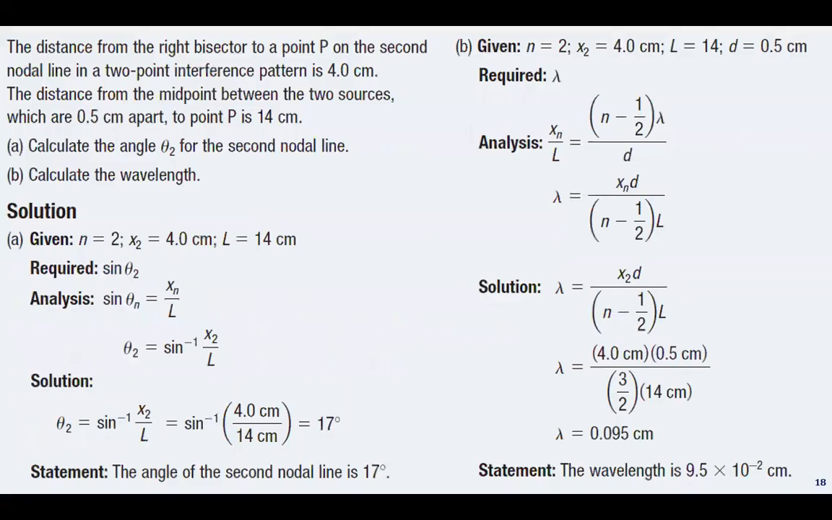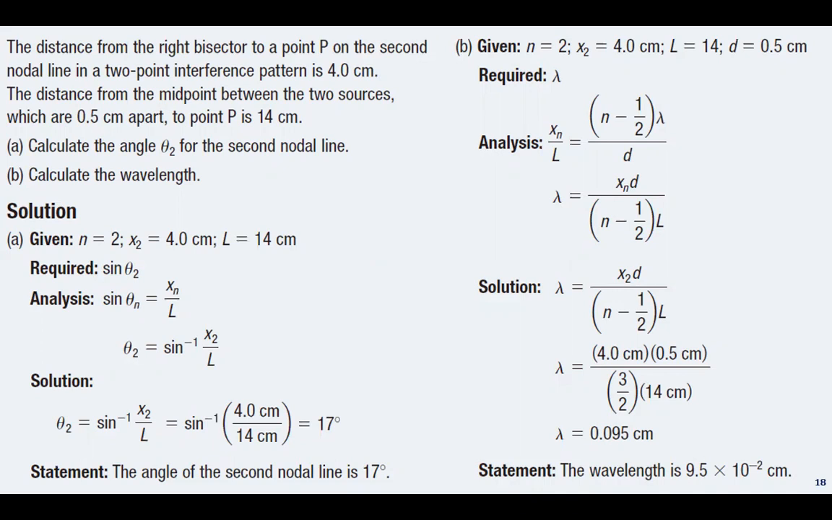Okay, let's have a look at the solution together. In question A, we are given that n equals 2, right? And x2 equals 4.0 centimeters, and L is 14 centimeters. So we can directly use the formula sine theta n equals xn over L. So in this case, we have sine theta 2 equals x2 over L.